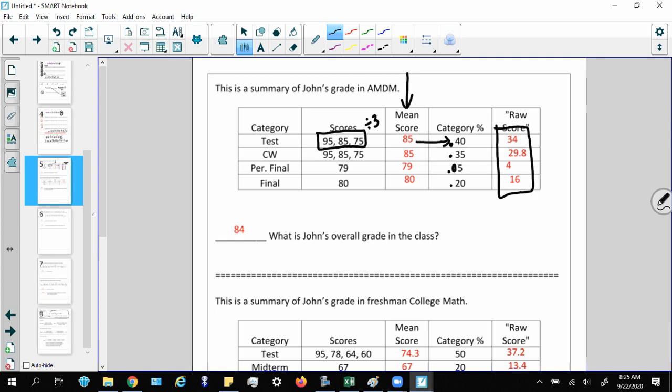Now, what is John's overall grade in the class? Very simply, you add all the raw scores up. He has an 84 at the end of his AMDM class.